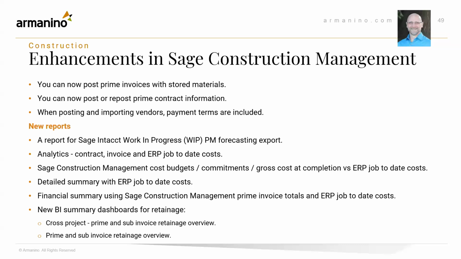There's a work in progress, PM forecast, analytics, construction management cost budget commitments, gross cost at completion versus ERP job to date costs, detailed summary with ERP job to date costs, financial summary using Sage Construction Management prime invoice totals and ERP job to date costs. And then there's a new BI summary dashboard for retainage so that you've got cross project prime and sub invoice retainage overview, as well as prime and sub invoice retainage overview.